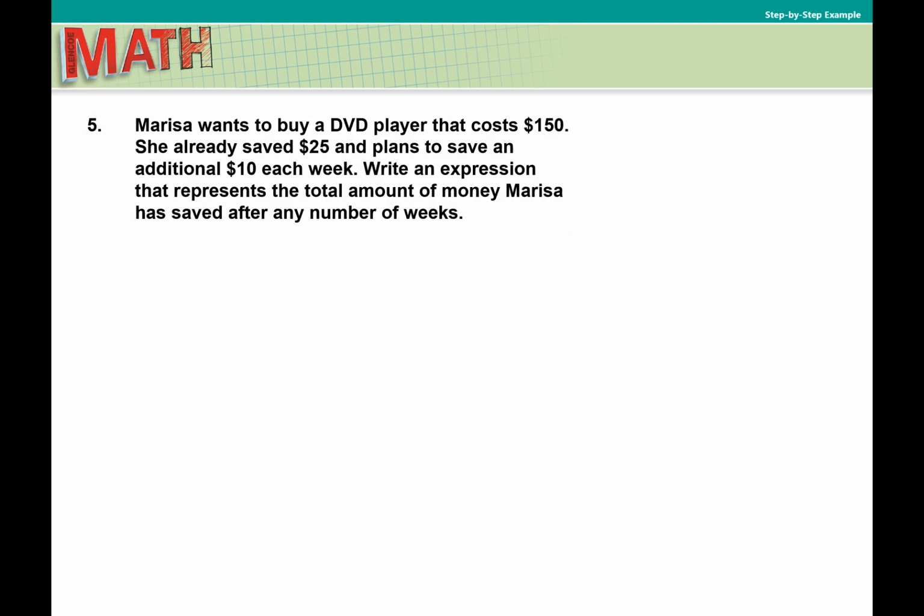Marissa wants to buy a DVD player that costs $150. She already saved $25 and plans to save an additional $10 each week. Write an expression. So you're writing an algebraic expression that represents the total amount of money Marissa has saved after any number of weeks. Now, something to be careful of with this word problem. You're given an extra number that you don't currently need. Okay, what they want to know is the total amount of money Marissa has saved after any number of weeks.